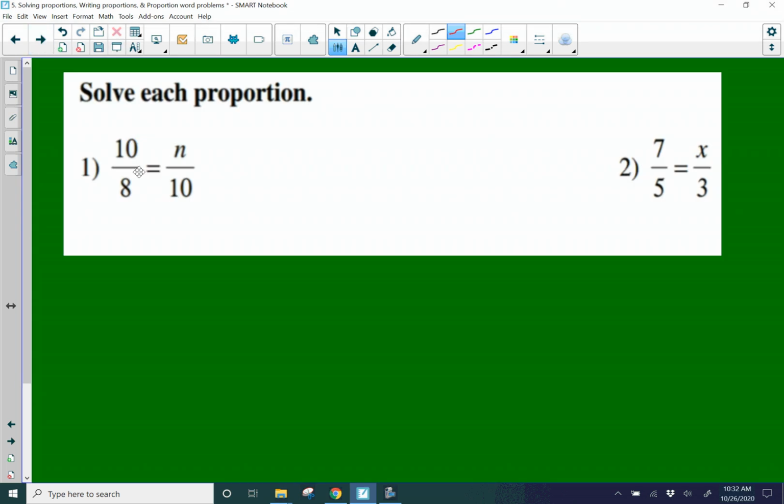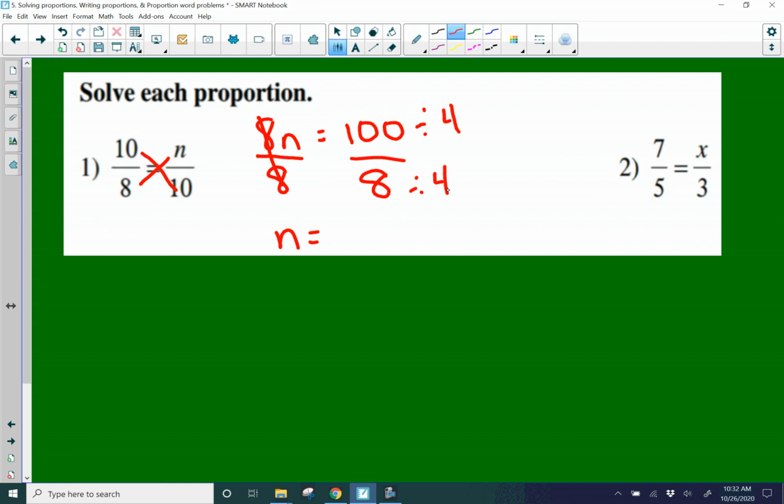So starting with this first one here, I'm going to find my cross products. 8 times n is 8n. 10 times 10 is 100. And then my last step to get my variable by itself is to divide both sides by 8. So you can leave your answer as an improper fraction. However, you always need to remember to simplify. I know I can divide both 100 and 8 by 4. 100 divided by 4 is 25. And 8 divided by 4 is 2. Or if you want to write that as a decimal, 25 divided by 2 gives us 12.5.